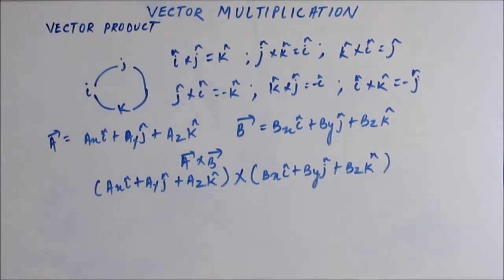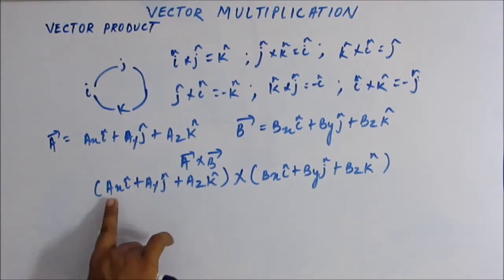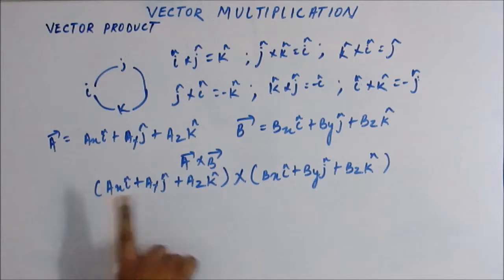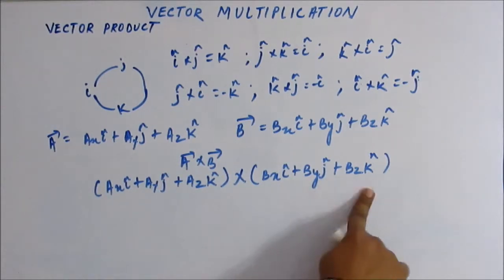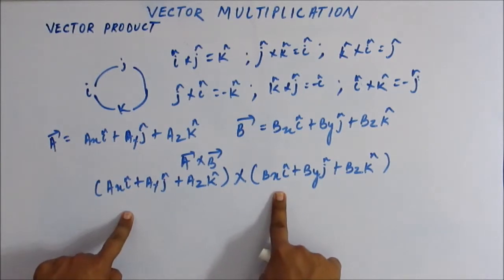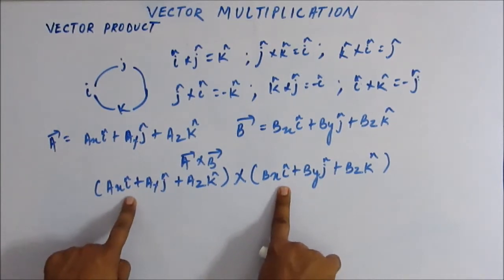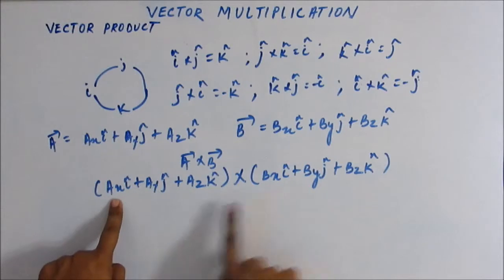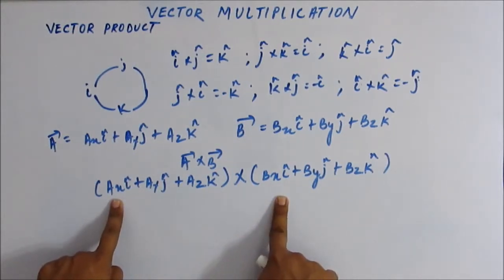Now vector product follows the distributive property. So let's do the vector product using the distributive property. We'll have ax i cap having the vector product with each one of them term by term. ax i cap into bx i cap. We have seen i cap into i cap is 0. So this will give our vector product 0.